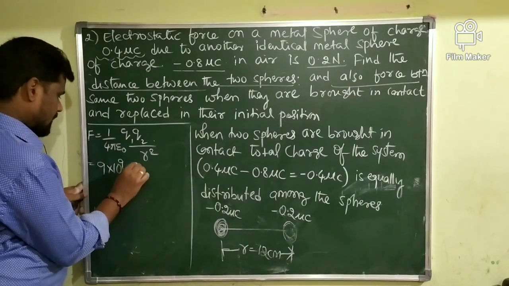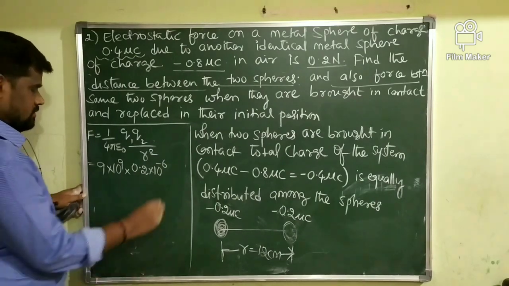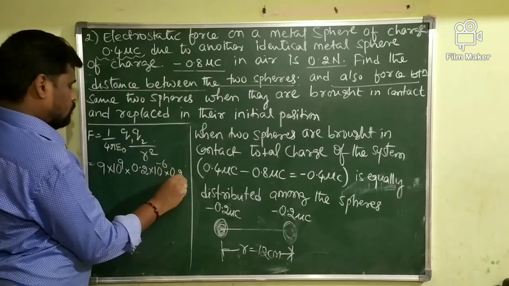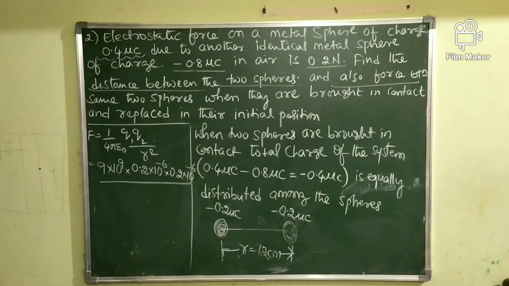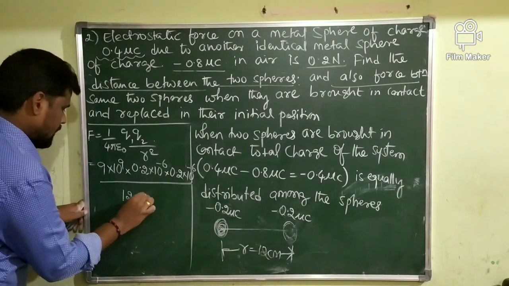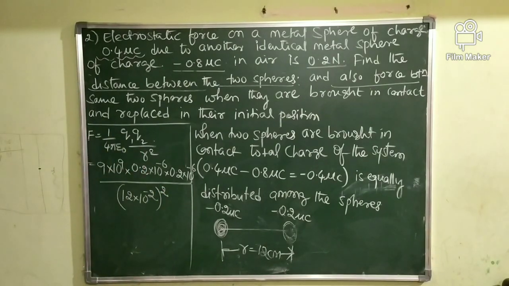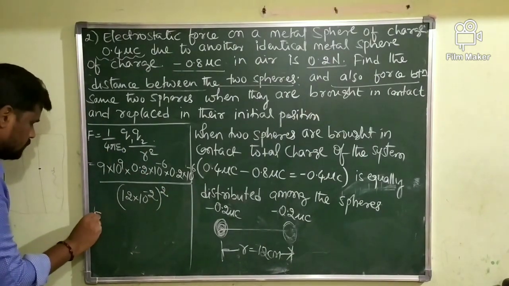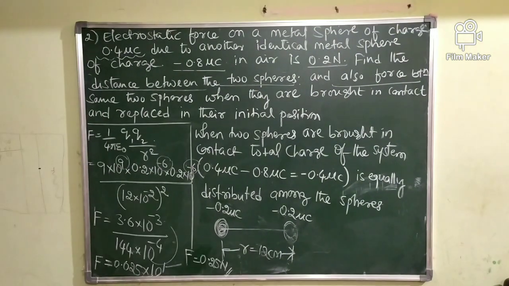Therefore, what is the charge? First charge value 0.2 micro, 10 to the power minus 6. Second is 0.2 micro, 10 to the power minus 6. And the distance between them is 12 centimeter, 12 into 10 power minus 2 whole square. Then F equals 0.2 into 0.2, it is 0.4, multiplied.